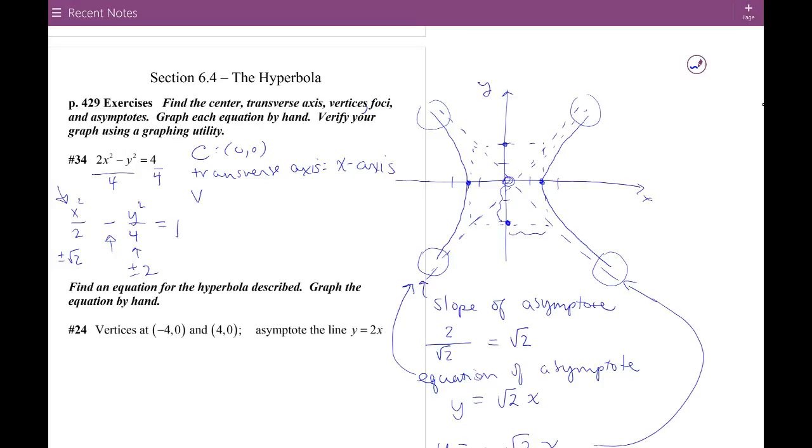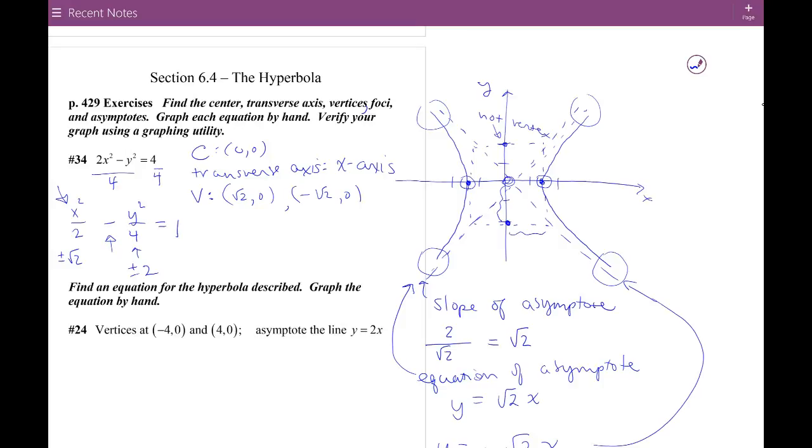Okay, so then we need to label the vertices. Well, the vertices are going to be these points that are on the box and on the hyperbola. So this point is not a vertex. It's just a point that helps you draw the hyperbola to know how slanted the asymptotes are. So the vertices are going to be root 2 comma 0 and negative root 2 comma 0. So those are our two vertices.